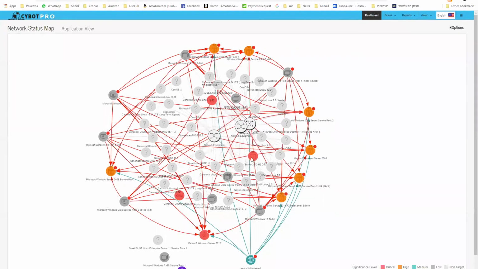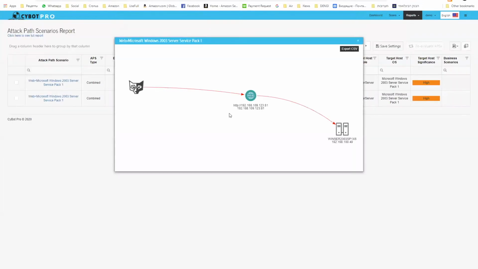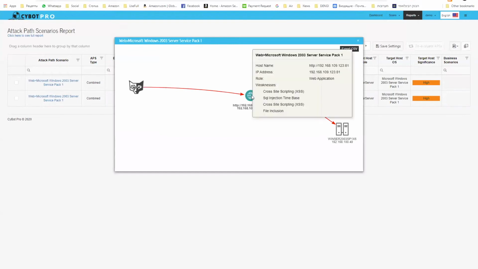Let's go back to the main map. Another type of path starts from the web. Let's click on it and we will see data about this type of path. This attack actually started from a web server. From here, I can find on this specific web resource XSS, SQL injection and file inclusion that could be exploited by a hacker in the next point inside the company.